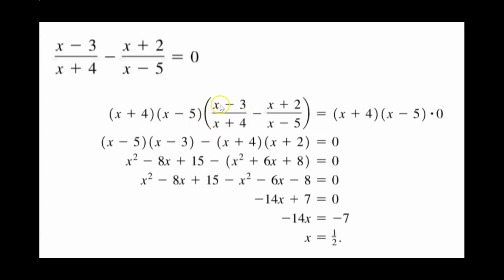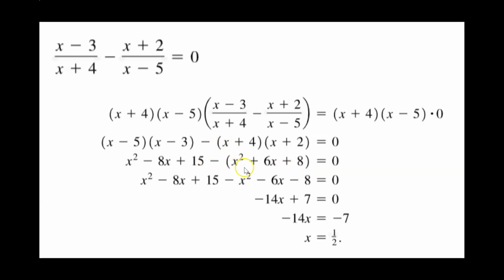So let's multiply x minus 3 and x minus 5 together right here. And then if we multiply these two again over here, we have the same x minus 5 and x minus 5, so that goes away. The only thing we're left with is x plus 2 times x plus 4, which is here. So we go ahead and FOIL this to get x squared minus 8x plus 15. FOIL this, and then you have x squared plus 6x plus 8.